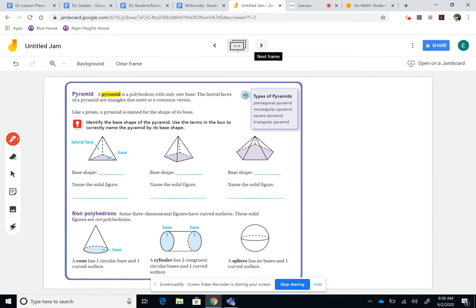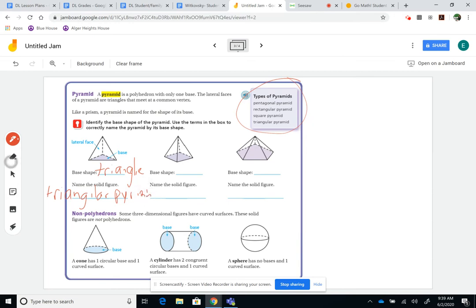A pyramid is a polyhedron with only one base. The lateral faces of a pyramid are triangles that meet at the common vertex. So you can see that there are different types of pyramids, and there's a box right there that tells you what type. It says, like a prism, a pyramid is named for the base of its shape. Identify the base shape of the pyramid and use the terms in the box to correctly name the pyramid by its base shape. So the base shape is a triangle for the first one. Tri means 3. And so we would come over here and it's a triangular pyramid.